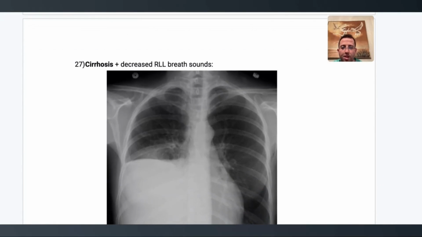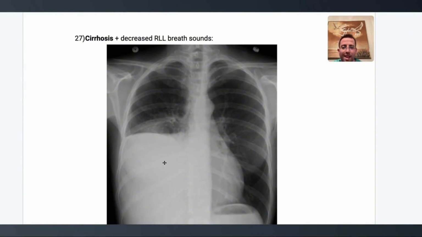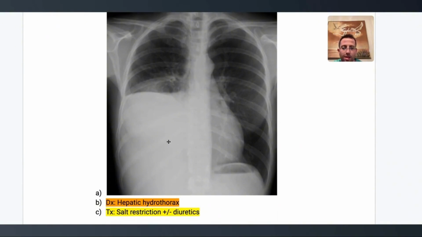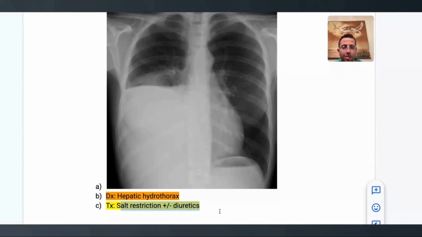27. If a patient has cirrhosis with new onset decreased right lower lobe breath sounds, what's your diagnosis? Here's your chest x-ray. This is crazy high yield. You're thinking hepatic hydrothorax. The treatment here is salt restriction and diuretics to help diurese some of that fluid out. It's a huge pleural effusion here from the hepatic hydrothorax.